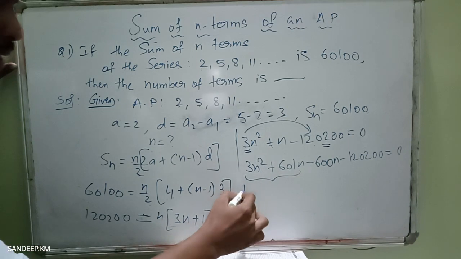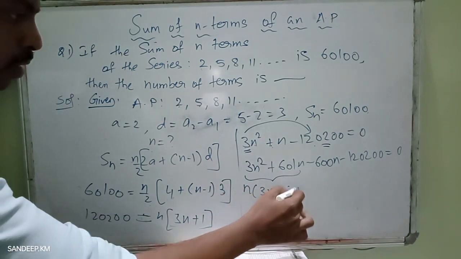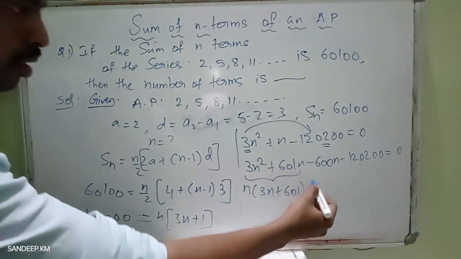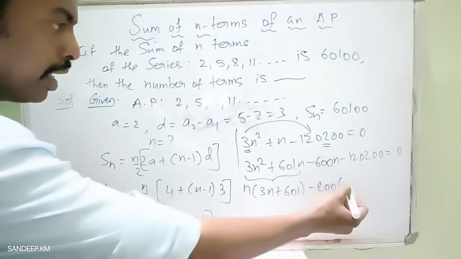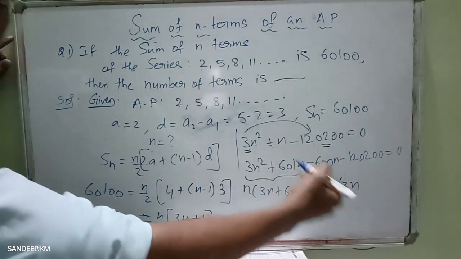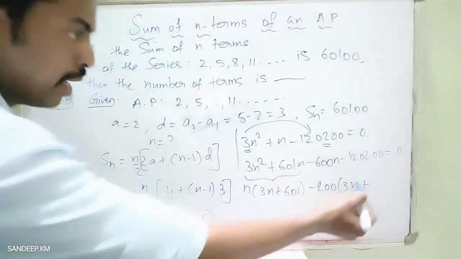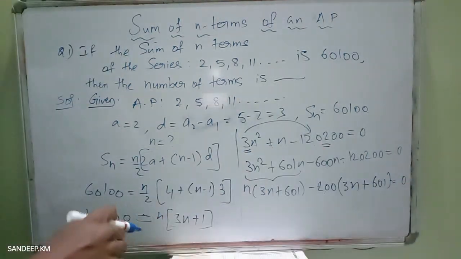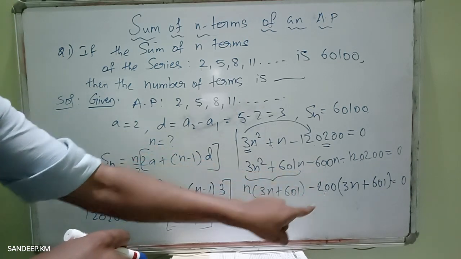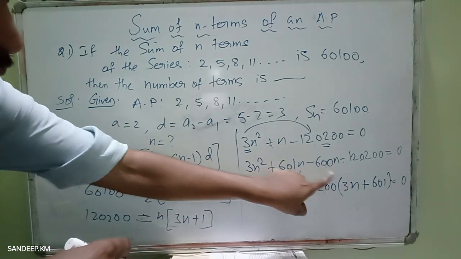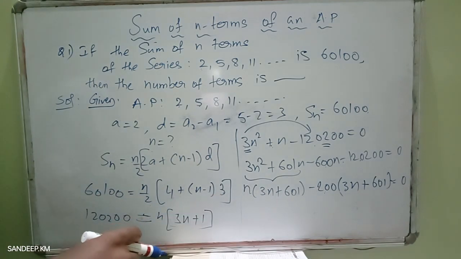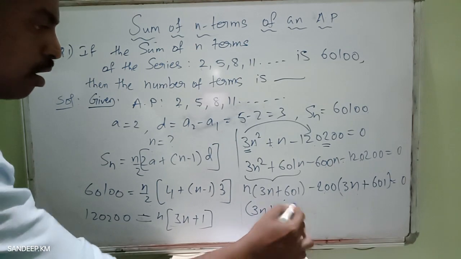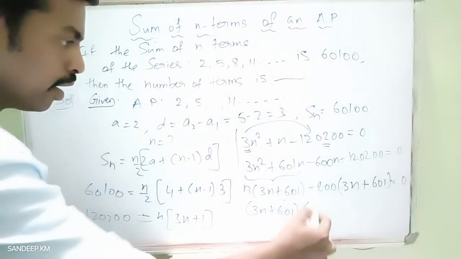Let me take n common: n into 3n plus 601. And here what can we take common? Minus 200. If I take minus 200 common, again I'll get 3n minus 600, and then since I took minus common, we'll get plus 200 into 601. Why did I take 200 common? Then only will I get 3 here. Now here and here we can take 3n plus 601 common into n minus 200.